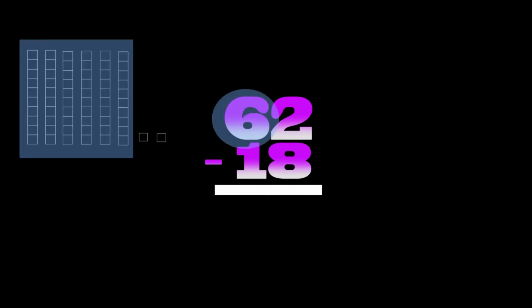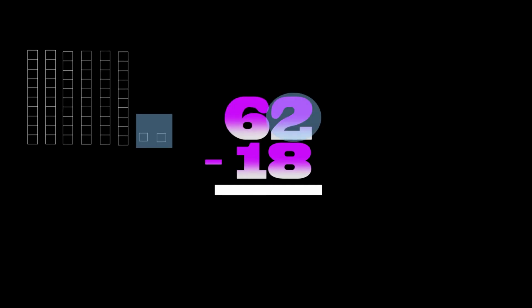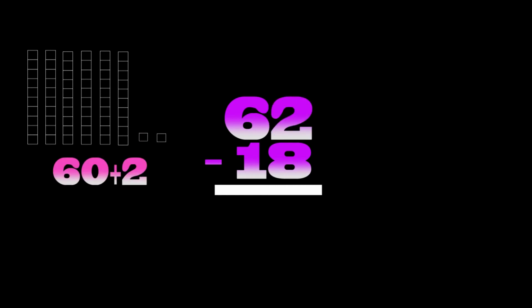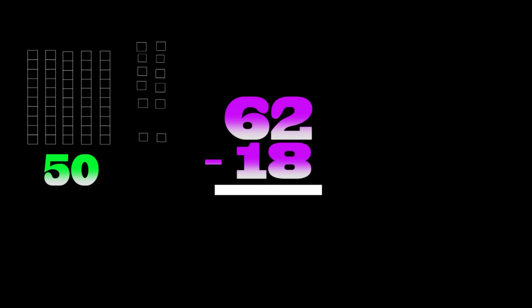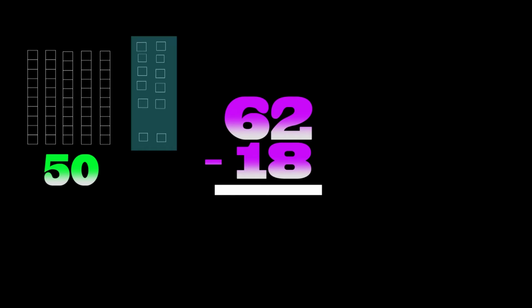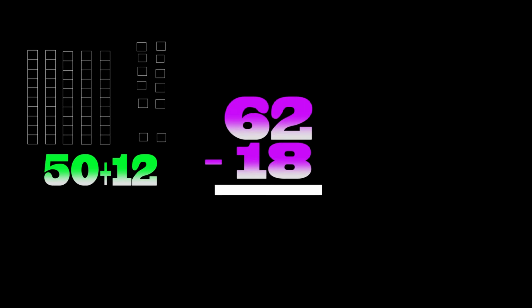To represent my 6 in the tens place, I've shown 6 tens rods, and to represent the 2 in the ones place, I've got 2 ones blocks. When we regroup 60 plus 2, we take 1 ten rod and send it back to the ones place. So now I've got 5 tens rods, which is 50, and 12 ones, and we've got 50 plus 12 instead of 60 plus 2.